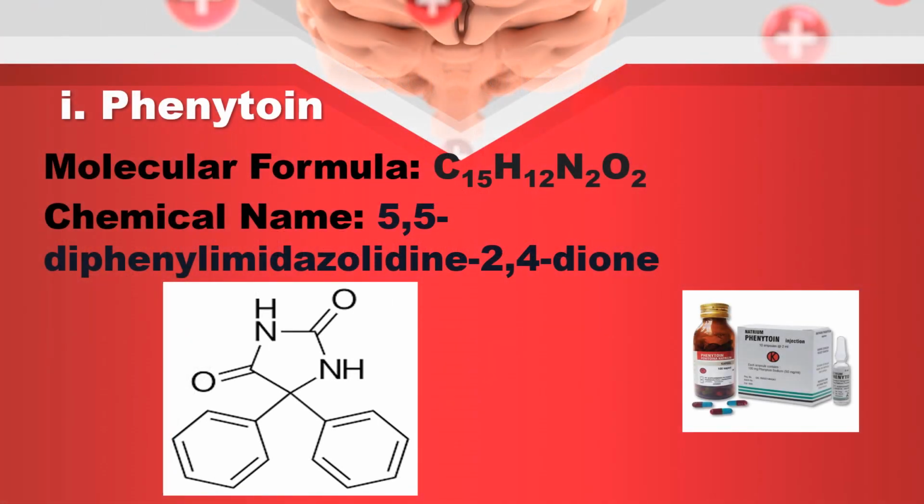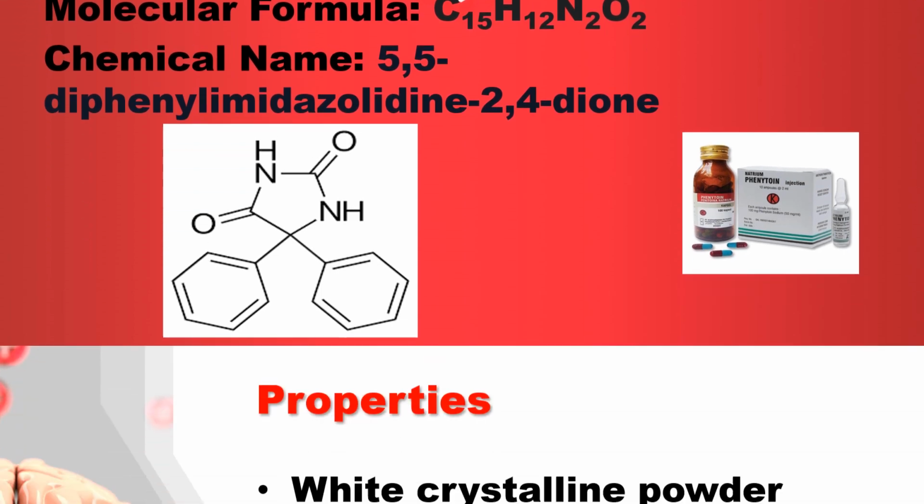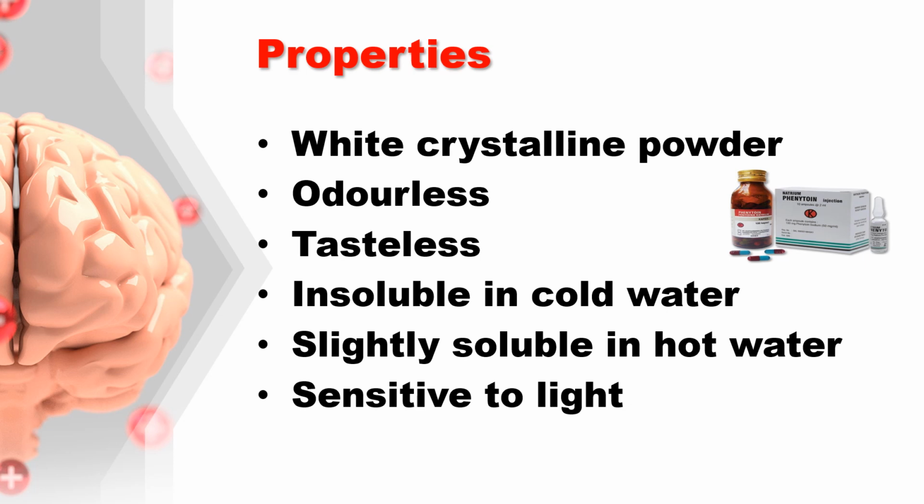Phenytoin. Here is the structure of phenytoin. The molecular formula is C15H12N2O2. The chemical name is 5,5-diphenyl imidazolidine-2,4-dione. Properties of phenytoin: it is a white crystalline powder. It does not possess any odor and taste.